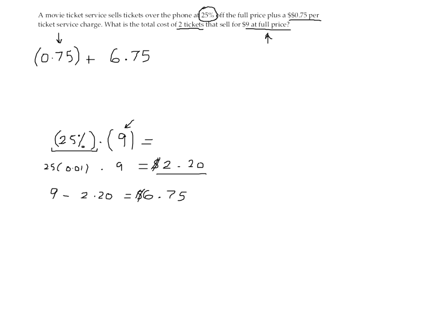Now I have to pay another 75 cents because of the fee they're charging me. So for one ticket, I have to pay how much? $6.75 plus 75 cents. That gives me $7.50 for one ticket. But we want to buy two tickets. So for two tickets, I have to multiply that by 2 basically. Multiply this by 2. And how much do I pay? $15. $15. That's my final answer.